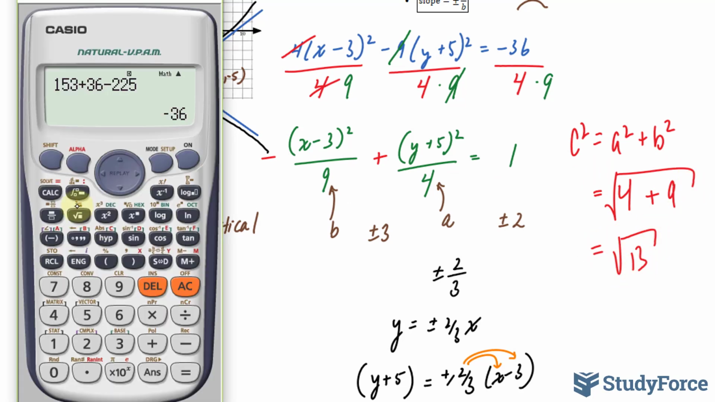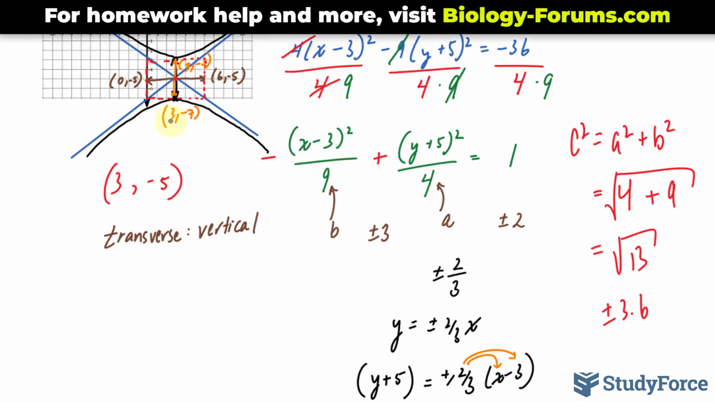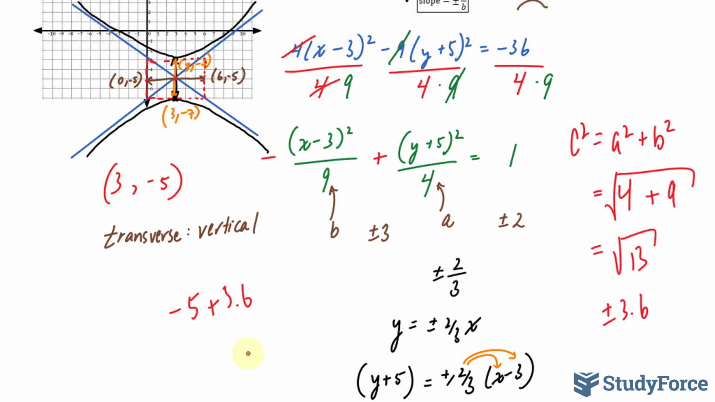Let's find out what that is. The square root of 13 is approximately equal to 3.6. Of course, keep in mind that this number is plus minus because we're square rooting a number. Now what this is telling us is to find the focus in this region, we'll take 3.6 and add it to the center, which was at -5. So we have -5 plus 3.6, and we keep the x-coordinate the same.